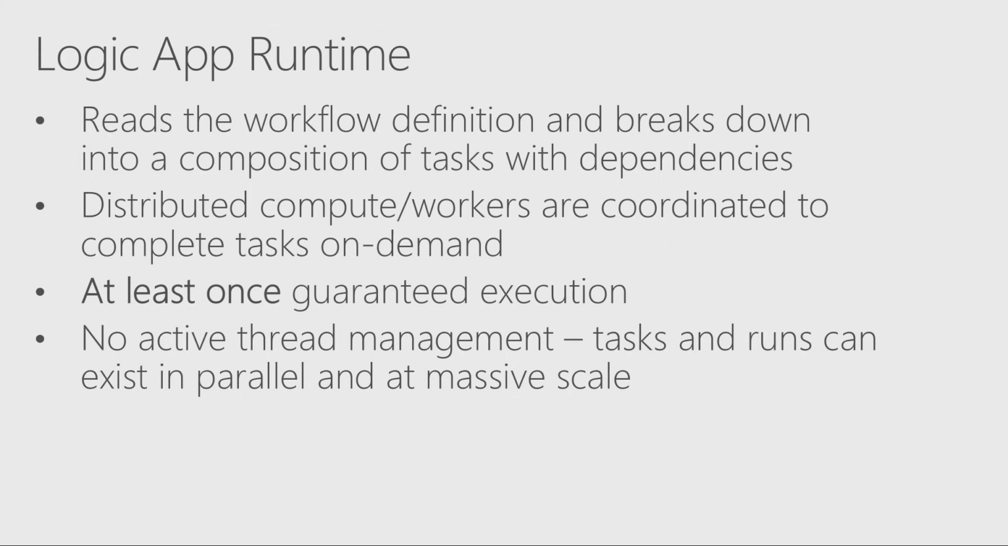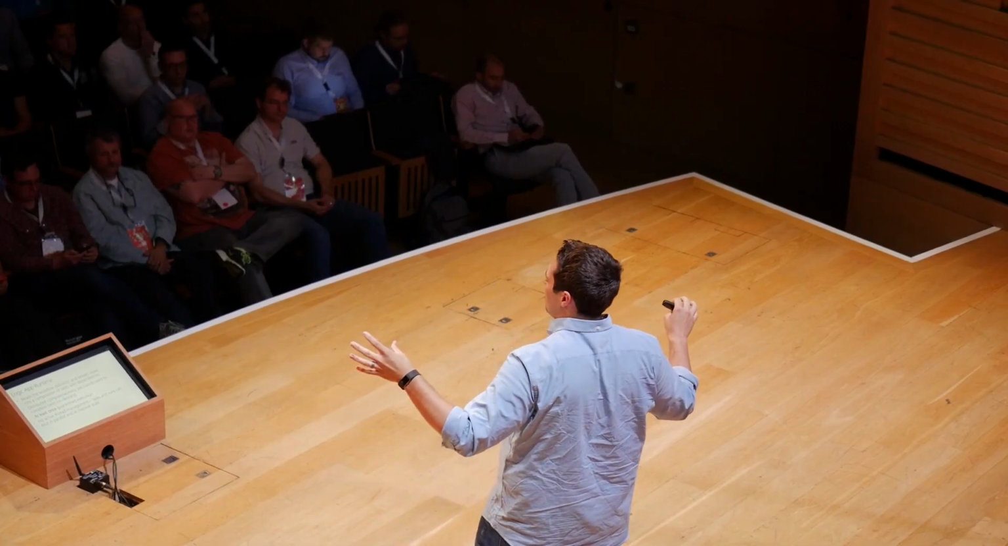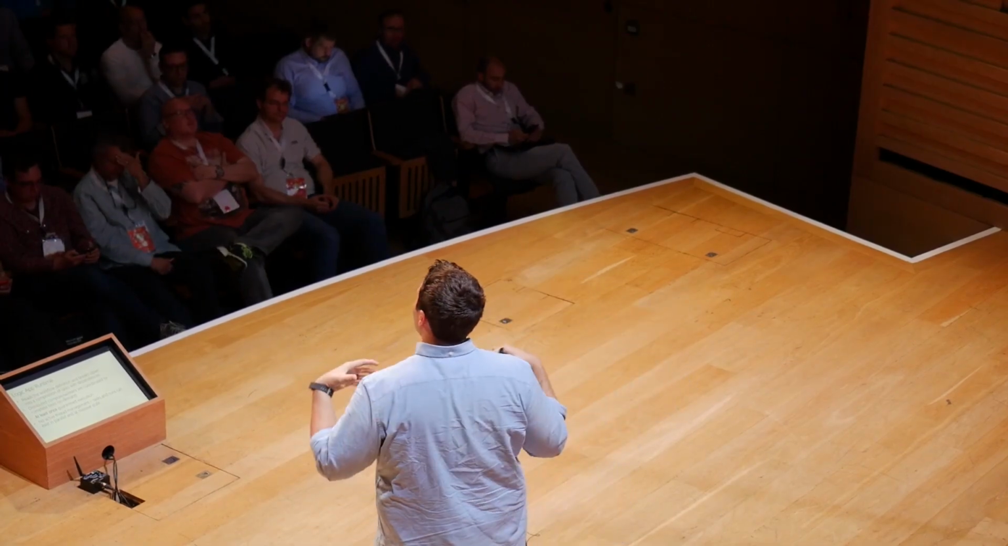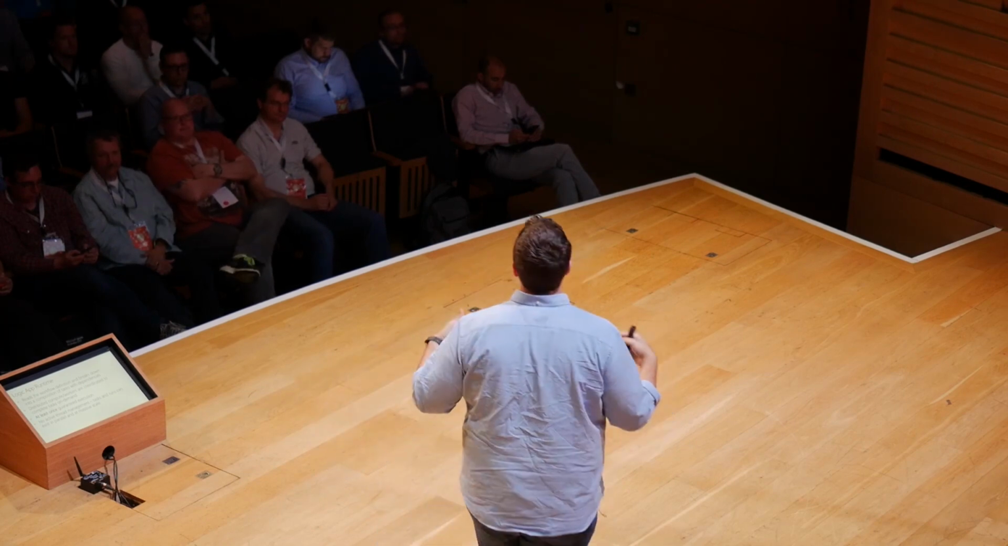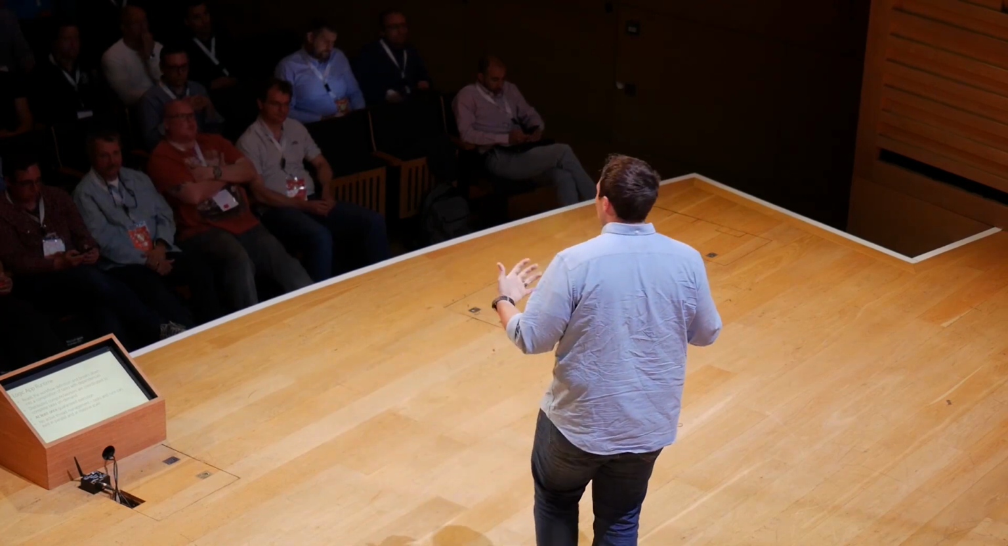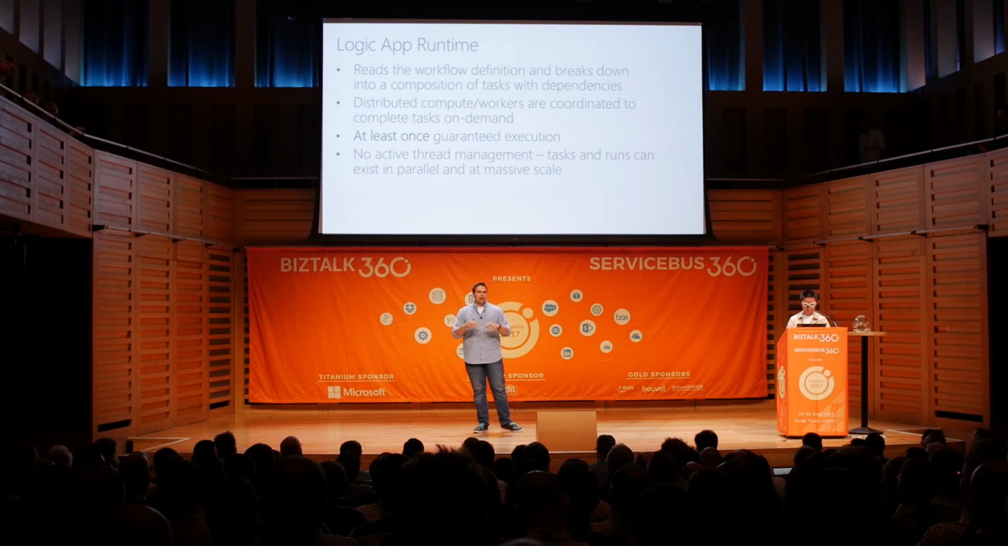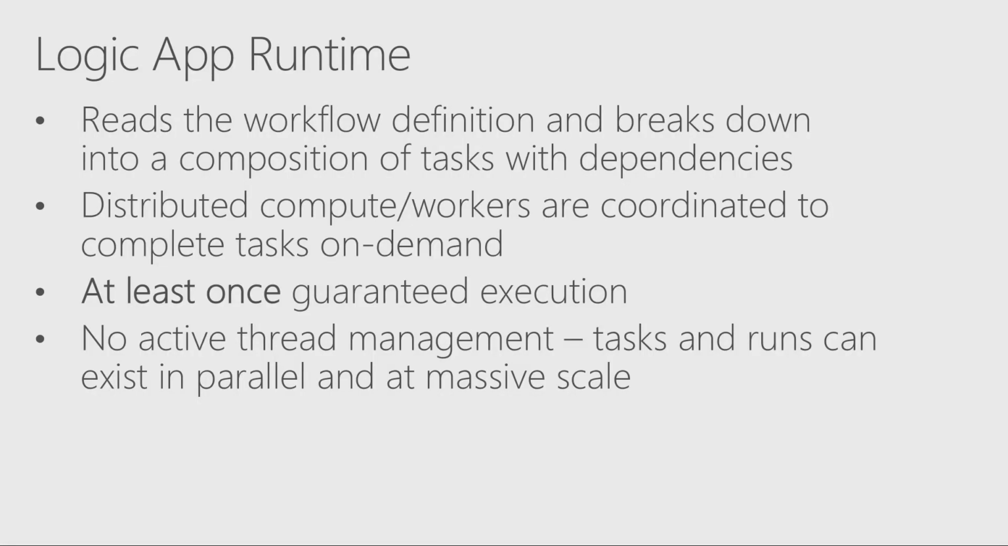It means that you can have tasks and runs that are running in parallel at massive scale, because we'll just spin up workers across the entire cloud to accomplish your work. So if you want to trigger off thousands of runs, and those thousands of runs need to happen at the same time, that's fine, because we're just going to assign thousands of workers across the cloud to do that work for you. So that's from a high level.